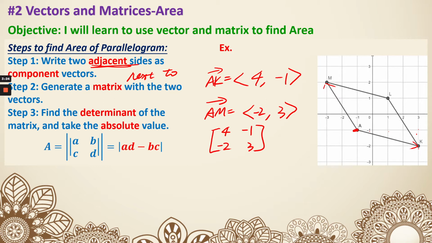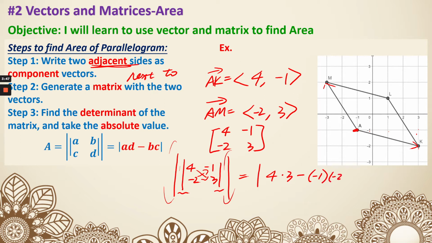Step 3, we are going to find the determinant of this matrix. So the determinant, we can put them in. 4, -1, -2, 3. The inside bars represent the determinant. The outside bars represent the absolute value. So it's going to be the absolute value, diagonal subtracting the other diagonal, 4 times 3 minus -1 times -2. So we will have 12 minus -1 times -2 is a 2. So 12 minus 2, which is a 10. So the area is going to be 10. That is the example with steps.